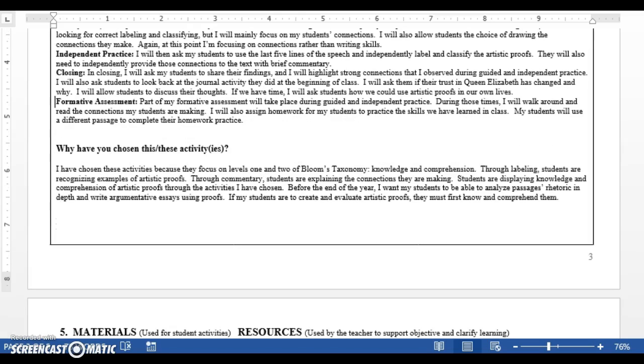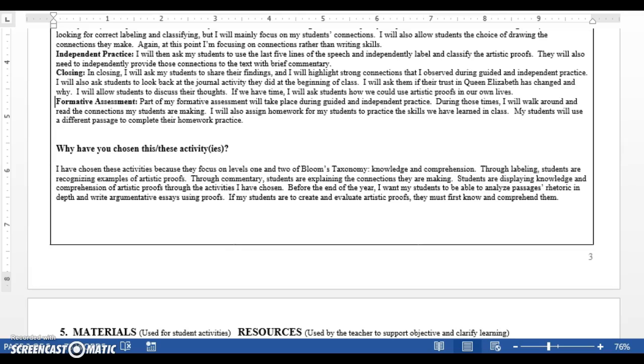Part of my formative assessment will take place during instruction. I'll be walking around and just making sure that my students are making those connections, and also during the discussion that takes place at the end. I will also use homework as a formative assessment, and I will provide my students with a different passage, and they can use the same skills that they learned in class and transfer those to a different passage, and I'll be able to give them feedback on that.